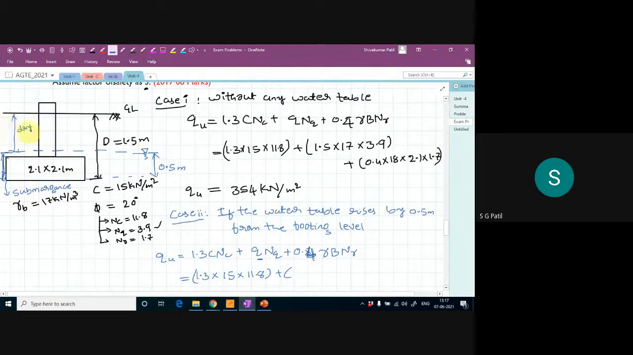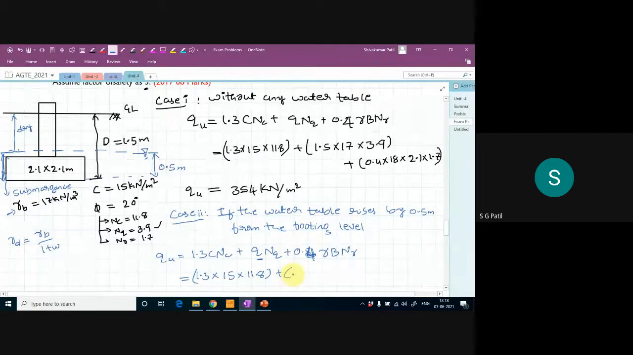Since they have not given the water content of this soil, I cannot find out the dry density. I know the bulk density, so from bulk density I can calculate dry density, right? Gamma D is equal to gamma bulk divided by 1 plus W, provided the water content is given, but they have not given it. So I will consider your bulk density as the dry density. That means your water content is very, very small, almost negligible in this soil.